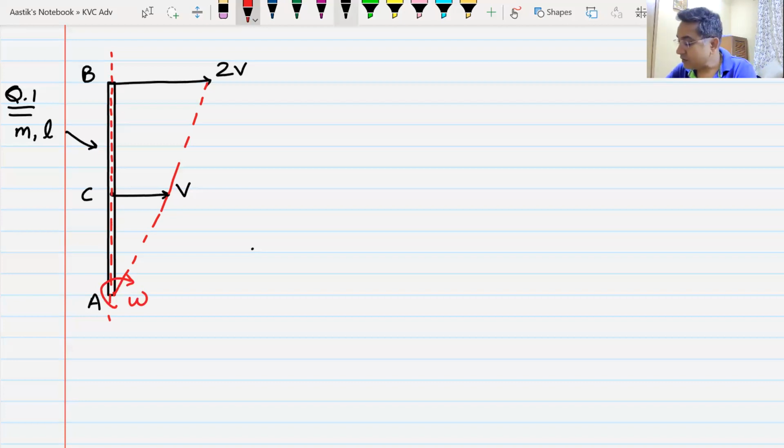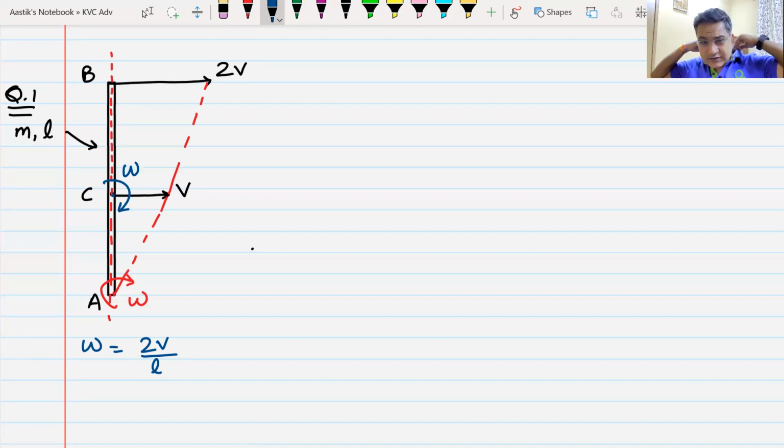Okay. What will be omega of this rod? It will be V by 2L. Yes or no? Yes, sir. V by 2L or 2V by L? I think 2V by L. Yes or no? Yes. I wrote it wrongly. 2V by L. So it is going to rotate about the center of mass also with the same angular velocity.